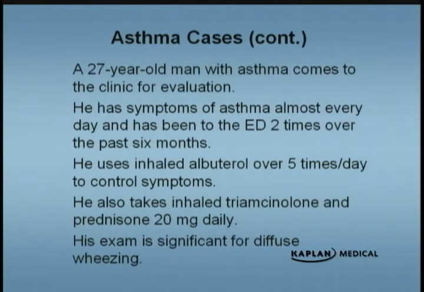A 27-year-old man with asthma comes to the clinic for evaluation. He has symptoms of asthma almost every day and has been to the ED, the emergency department, 2 times over the past 6 months. So right away, your history here is one of severe asthma. He uses inhaled albuterol over 5 times a day to control symptoms. He also takes inhaled triamcinolone, that's an inhaled steroid, and prednisone. So this is oral prednisone, 20 milligrams a day. So he is a steroid-dependent asthmatic. His exam is significant for diffuse wheezing. So the question in this guy is, what do you do?